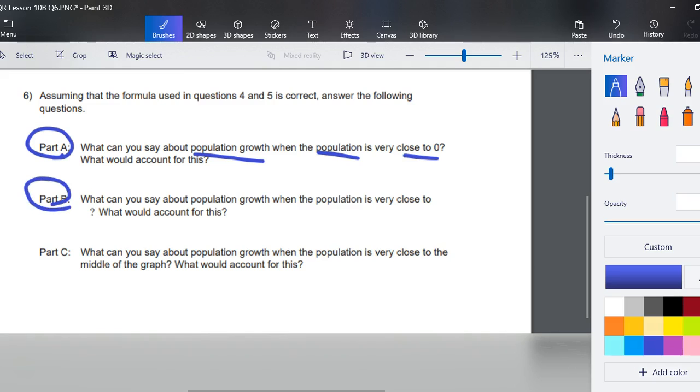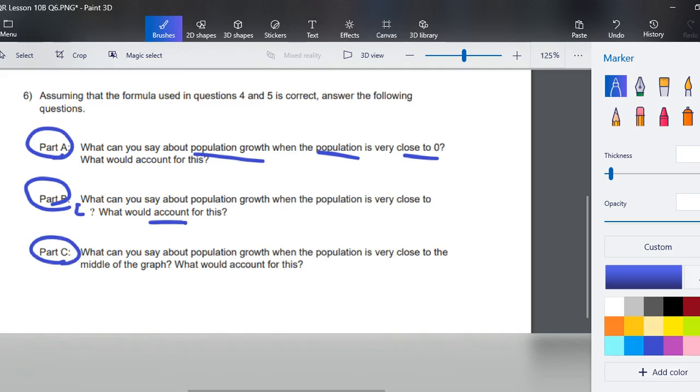What can you say about the population growth when the population is very close to L? Kind of like the word limit. And what would account for this? It could be that if the population size is very close to the right edge, then the growth is relatively small due to limited resources that are available. We'll be talking about deer on an island, and if the deer population gets too large, then the food resources could run out.